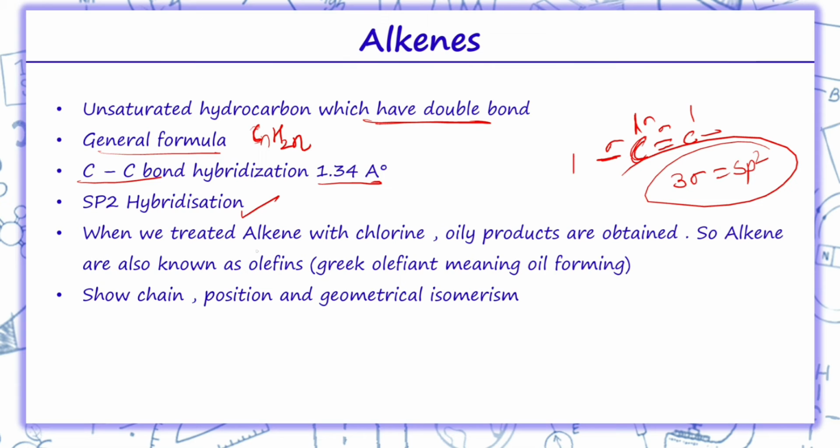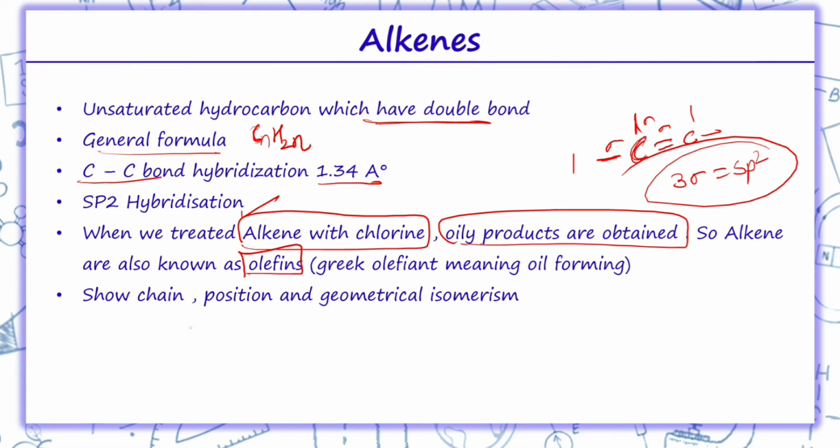3 sigma bonds indicate sp2 hybridization. When alkenes are treated with chlorine, oily products are formed. Therefore, they are known as olefins because in Greek, olefiant means oil forming. They show chain, position and geometrical isomerism. In geometrical isomerism, we have cis isomers and trans isomers.